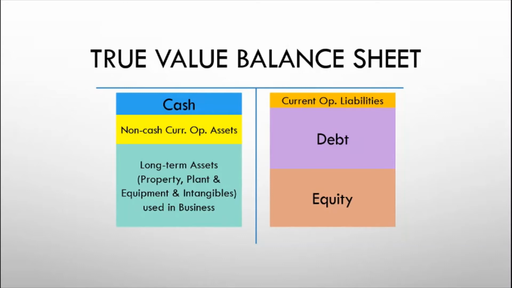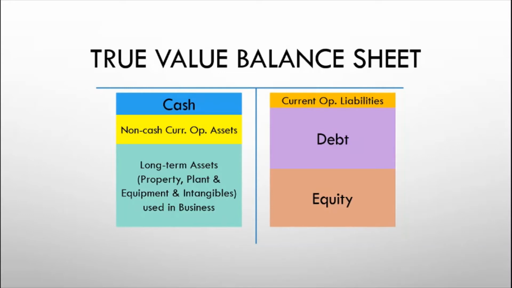On the right side of the balance sheet, you would find the sources of the funding, the liability and equity items. We have current operating liabilities, such as your trade payables. Then we have debt, as well as shareholders' equity.